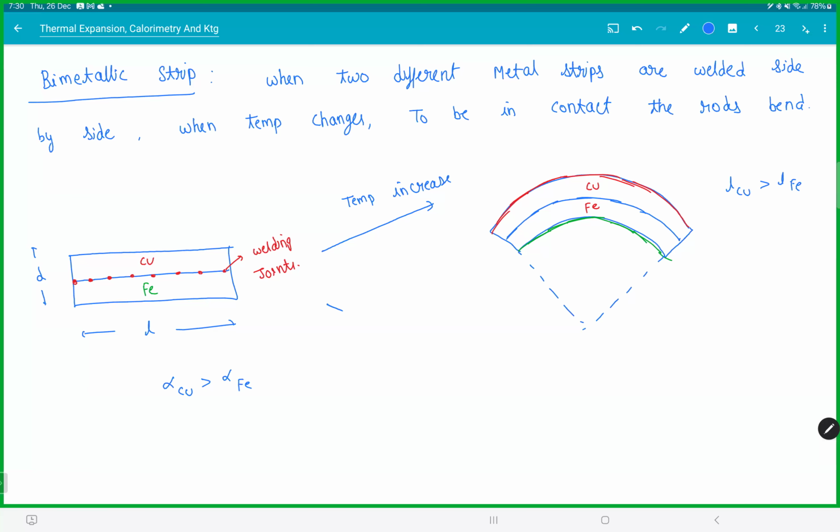Suppose the same thing, if temperature decreases, again the same idea. Copper's length must be smaller because it will contract more. Now the shape will change.